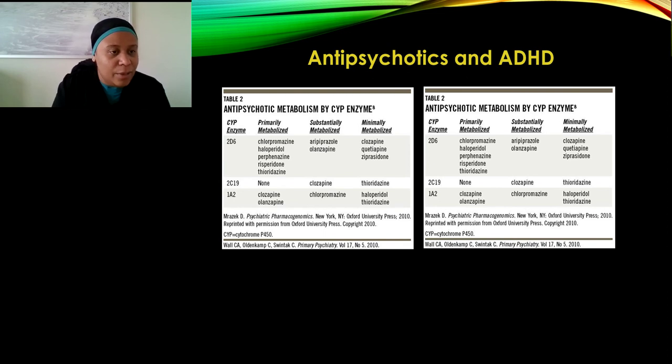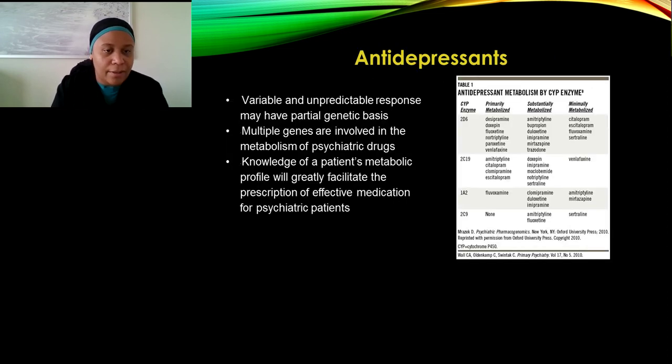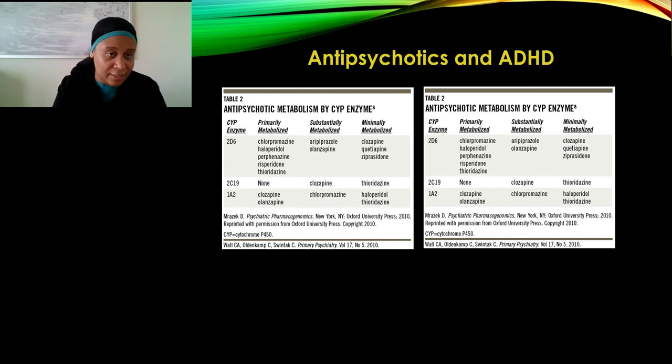Antipsychotics and ADHD, and I'll just go back, the enzymes that we're looking for in antidepressants are CYP2C19 and some of the CYP2D6 as well when we get to the medications that are with the antipsychotics. ADHD medications are very similar in using the CYP2D6 pathways. So we look at each medication and make sure that the patients are on appropriate medication.